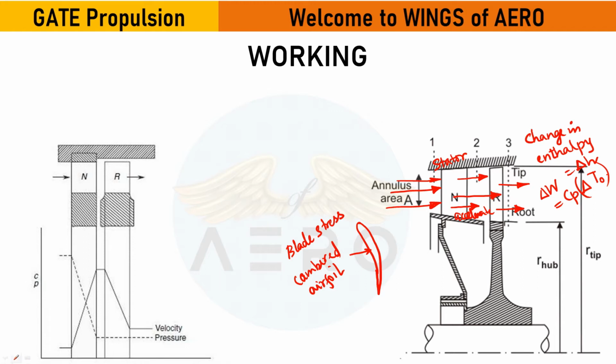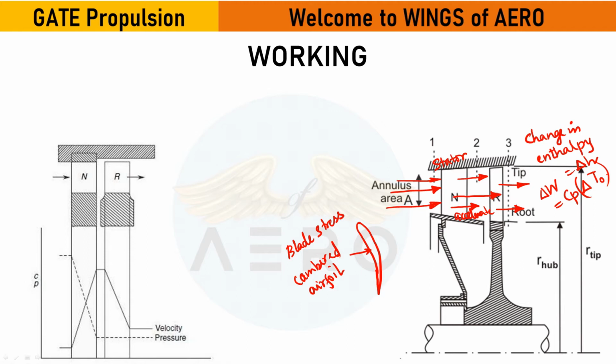Ma'am, I have a small doubt. Yeah, please. Ma'am, kinetic energy is increasing, then why in this graph is velocity decreasing? No, kinetic energy is increasing in the nozzle, and in the rotor? Yes, kinetic energy is increasing in the nozzle.